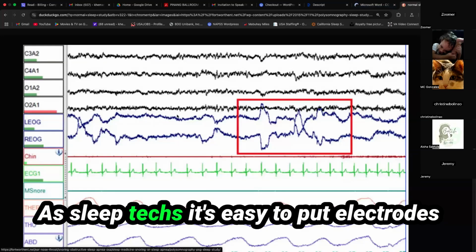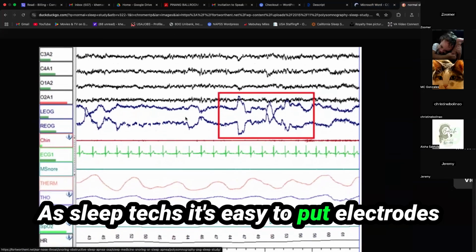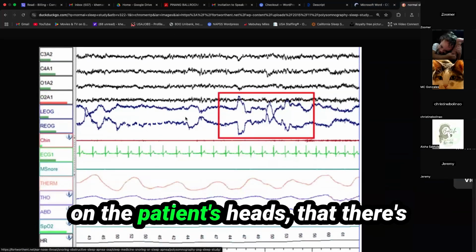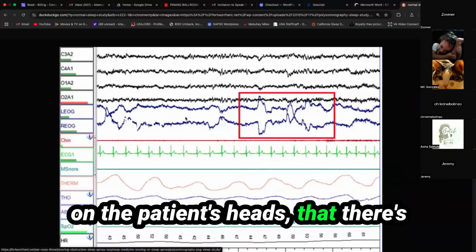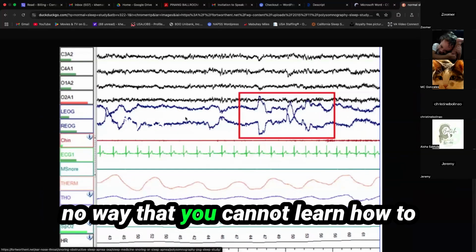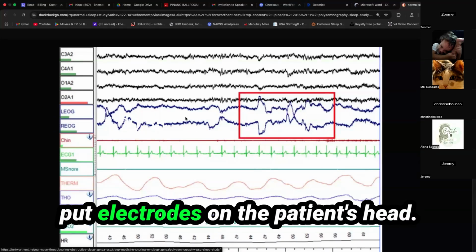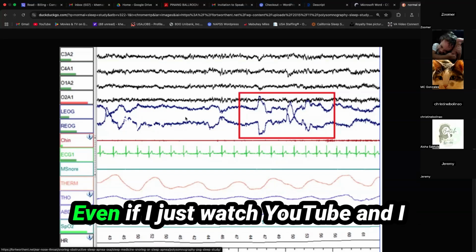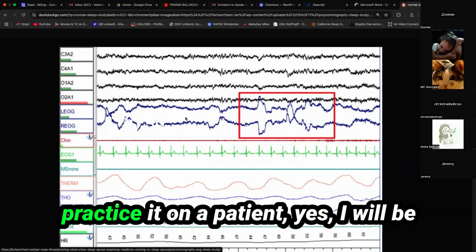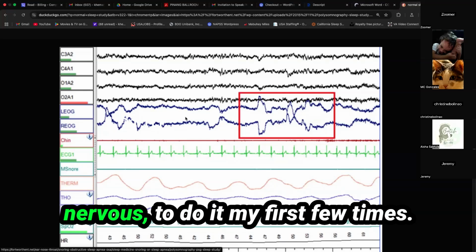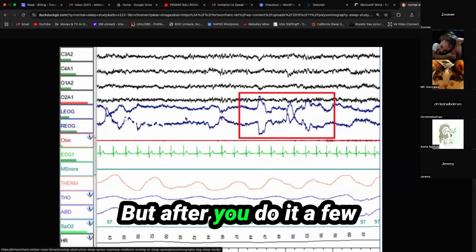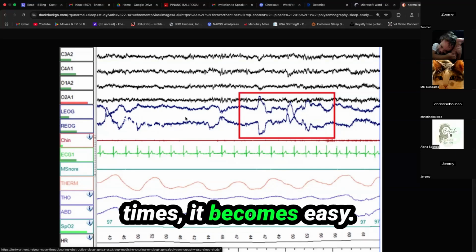Okay. As sleep techs, it's easy to put electrodes on the patient's head. There's no way that you cannot learn how to put electrodes on the patient's head. Even if I just watch YouTube and I practice it on a patient, yes, I will be nervous to do it my first few times. But after you do it a few times, it becomes easy.